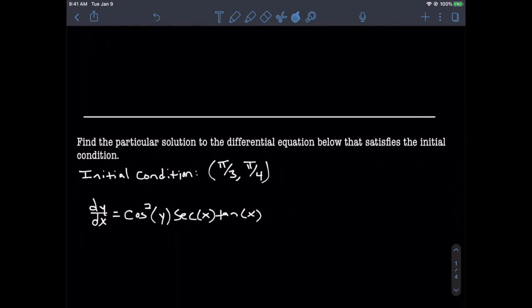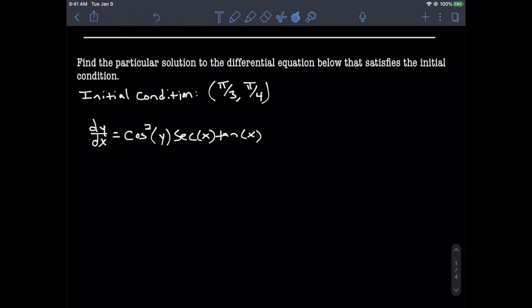Our first example asks us to find the particular solution to the differential equation dy over dx equals cosine squared of y times secant of x times tangent of x that satisfies the initial condition pi over 3, pi over 4. If you're curious, our particular solution is the equation whose graph will pass through the point pi over 3, pi over 4, and whose derivative is going to equal dy over dx.